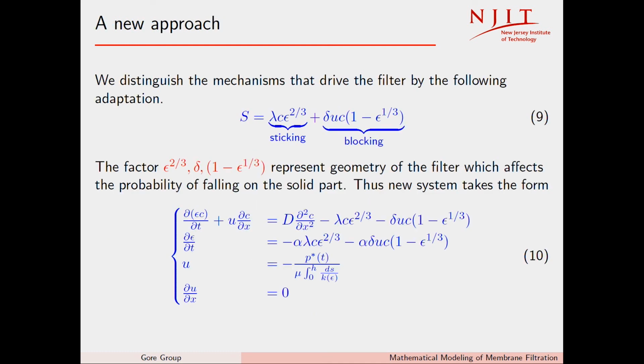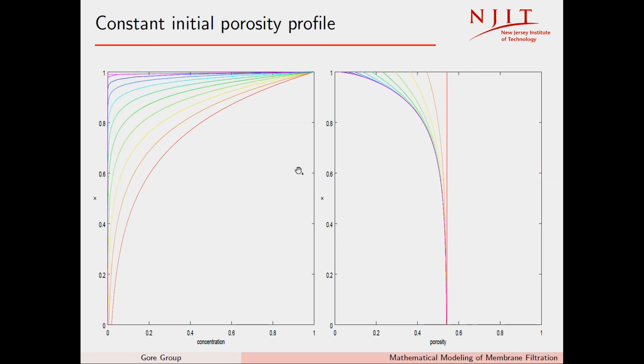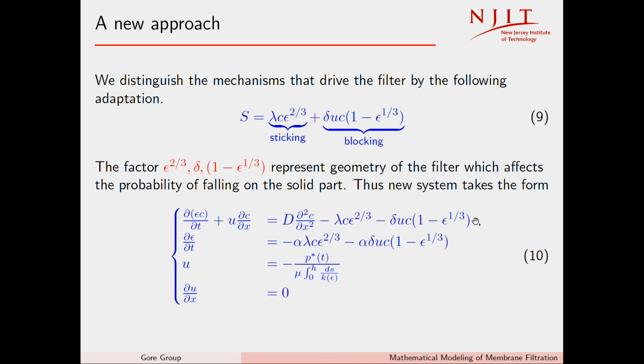And we ended up with this equation, which basically is a modification of the previous one. We're adding both the stickiness and the blocking to be the mechanisms of S. And the factor that you see here represents the geometry of the filters, where the radius, surface area, and volume. So we have these not really nice equations which we have to solve numerically.